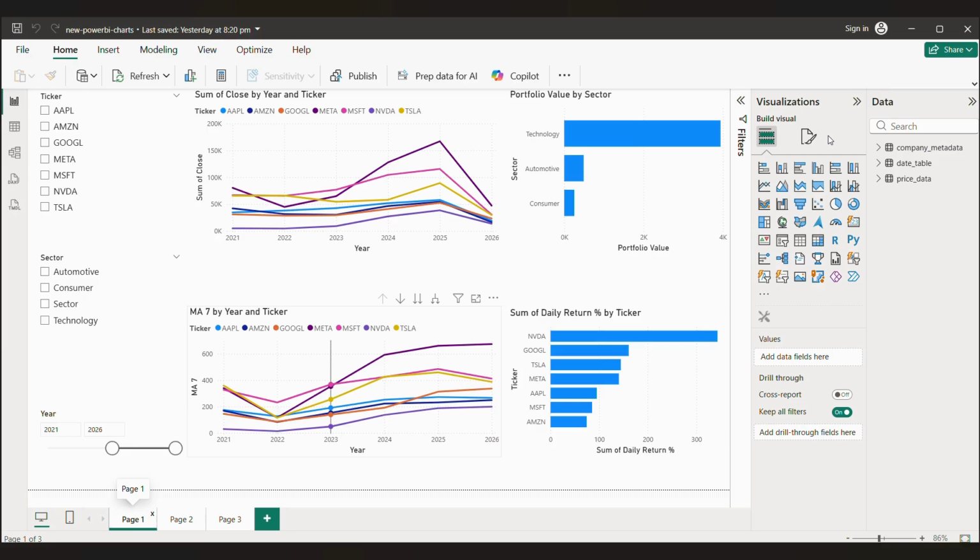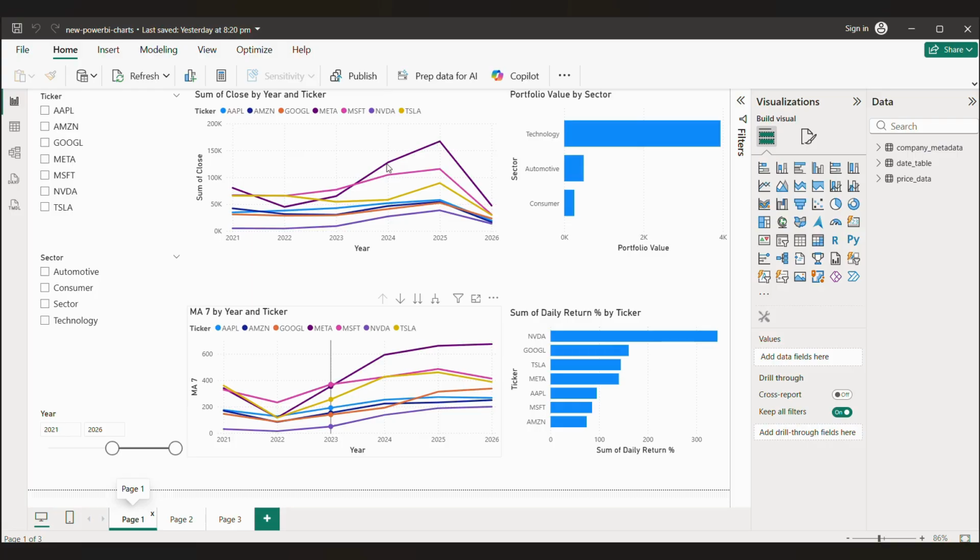First is the portfolio value by sector. This bar chart provides a snapshot of our diversification. As you can see, the technology sector currently commands the majority of our portfolio value. The conclusion: our risk profile is heavily weighted towards tech, which is useful context for market volatility assessments.